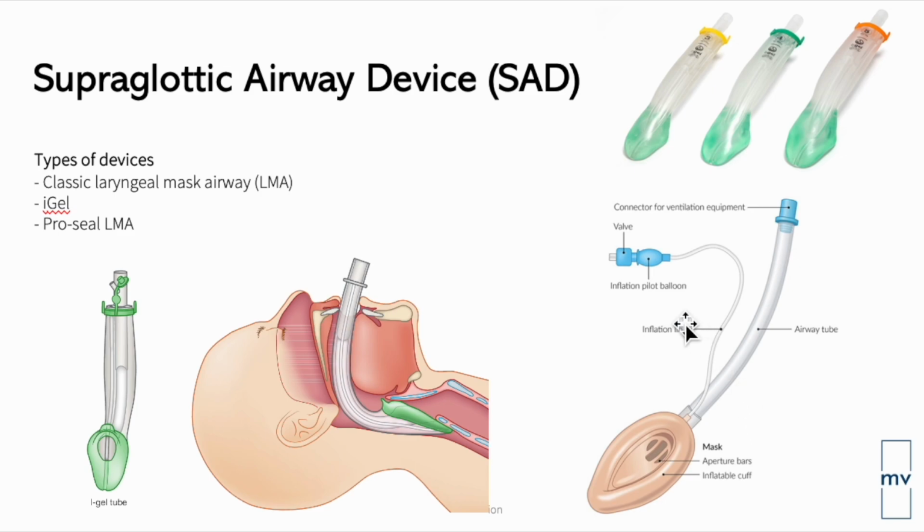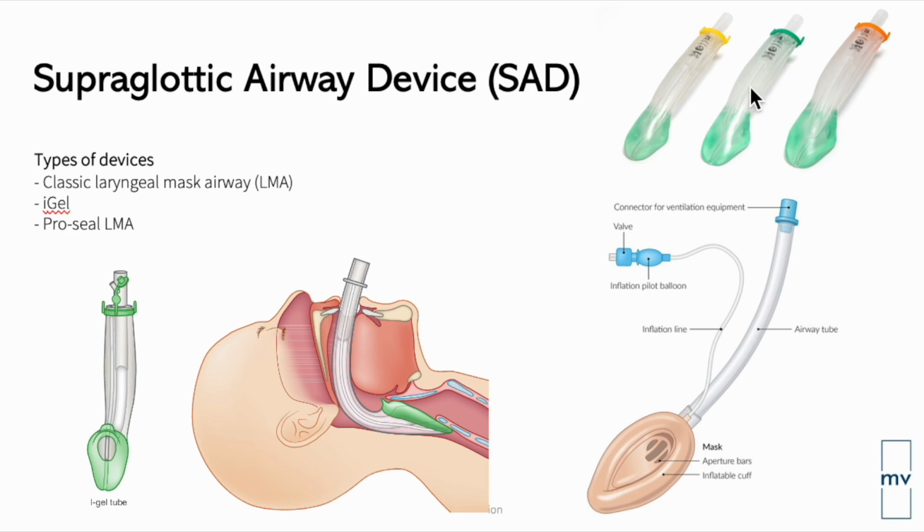These days there are some newer devices, so we have our i-gel, so this is what it looks like. So the i-gel, again, we insert it into the patient's throat, and it's meant to kind of naturally form and mold to the patient's anatomy, which can be quite useful. And then we have the ProSeal LMA as well, which we don't really see in Australia all that much, but it is used in certain areas.